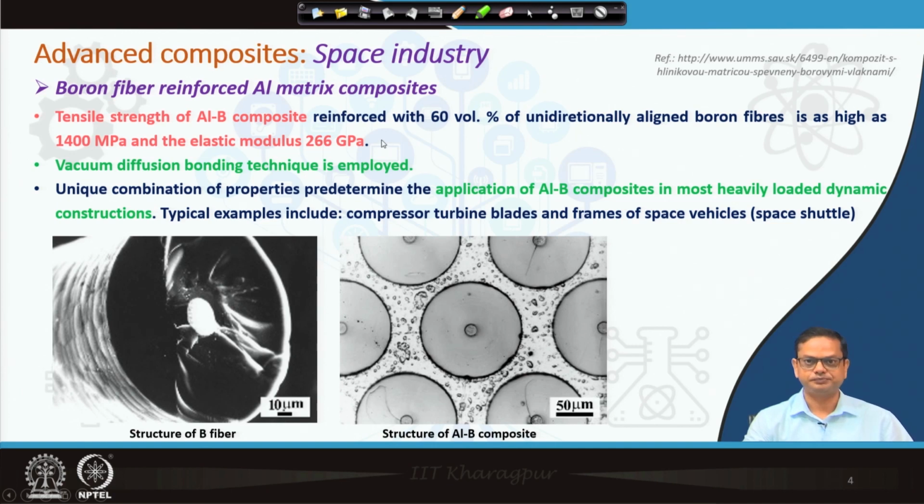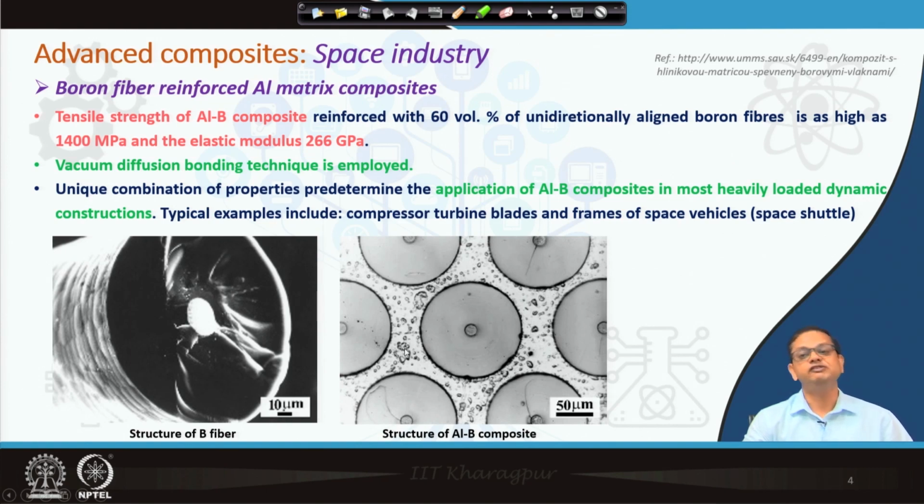However, when you reinforce aluminum matrix with boron fiber, this kind of strength and high value of modulus can be achieved. In this composite material, as you can see here, this is the aluminum matrix, and then you have the boron fiber, and you can see nicely those tungsten cores which have been used as the substrate while making the boron fiber.